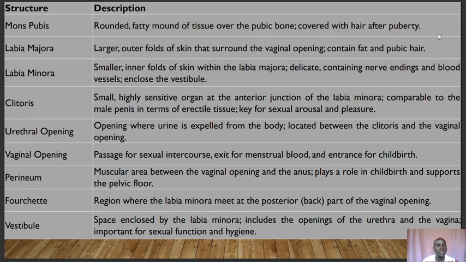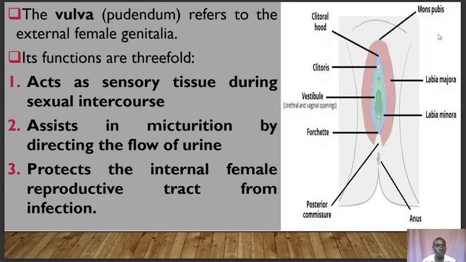So, just to share some information about these parts, starting with the mons pubis, this is a rounded and fatty tissue that is over the pubic bone, and it's usually covered with hair after puberty. And this is the region where we are going to be seeing this part, the mons pubis.